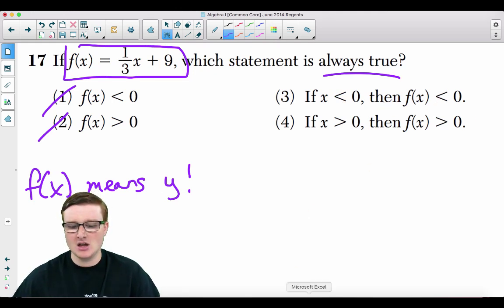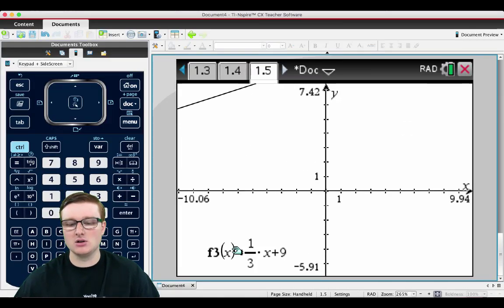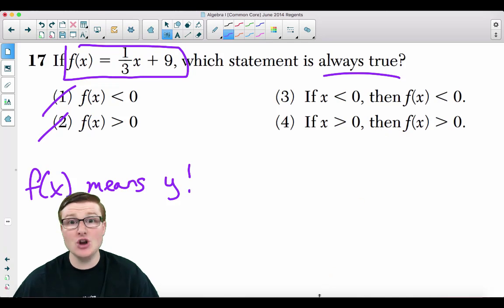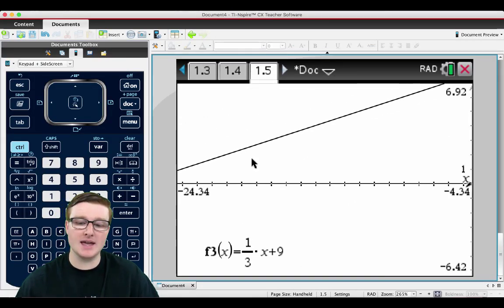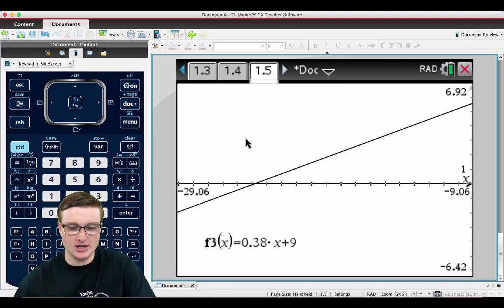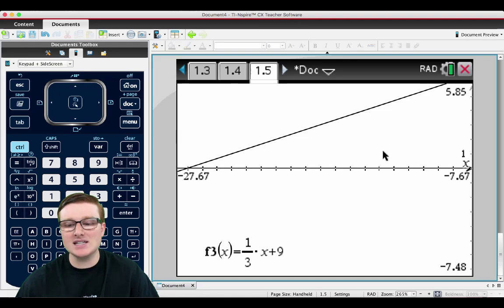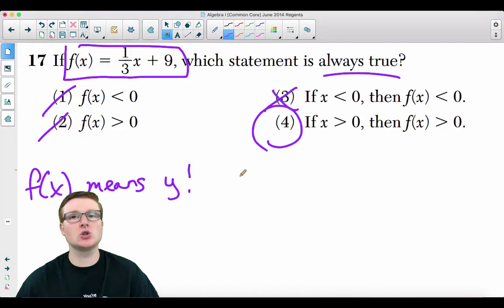What does that mean? Well, if your x values are always negative, that means that we're looking over in this vicinity. That means that your y values, they're saying, are always negative. No, that's not true. Your y values are positive for a little bit, and then they start to go negative. So that's not always true. Your answer is going to be choice 4.